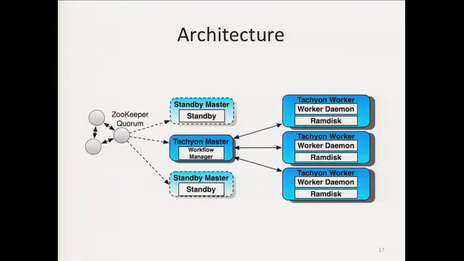And if your application has data locality, it will access the RAM disk directly without going through any other process. This will guarantee the memory performance. Also from the graph, you can see that even though we have a single logical master, we have standby masters, and we use Zookeeper for master fault tolerance. That's the architecture of the system. So from this architecture, you can see that if the data is in memory, for read, you will have memory throughput. So what about write?